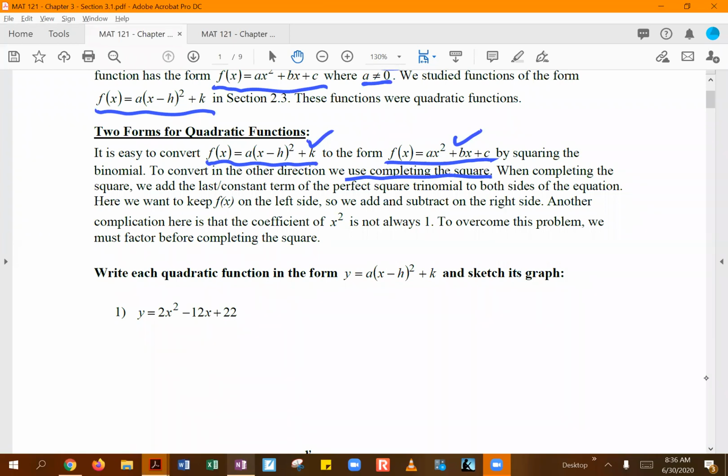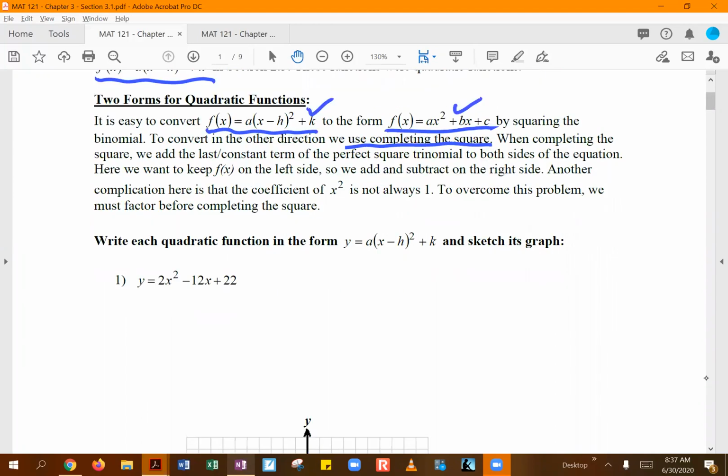Now remember, we talked about completing the square in chapter 1. We talked about completing the square in chapter 2. So we're bringing back that same concept here now by converting it from the standard form into the transformation form for our quadratic function over here. Now they are saying when we are completing the square, add the last or the constant term to the perfect square trinomial to both sides of the equation. And we have seen that, when we were doing equations of circle in chapter 1, this is exactly what we did. We took the perfect square trinomial by adding this constant term to both sides of our equation.